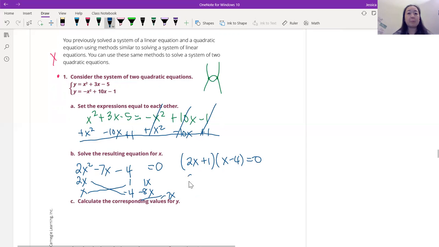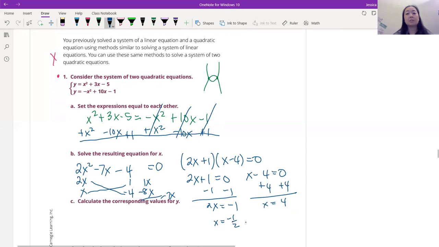Now, we're going to remember we're just going to set these equal to 0. So we're going to solve for x. So 2x is equal to -1, x is equal to -1/2. And here, plus 4, x is equal to 4. So it's going to be -1/2 and 4. Boom. Oh, we're not done yet. That was the answer for that part.